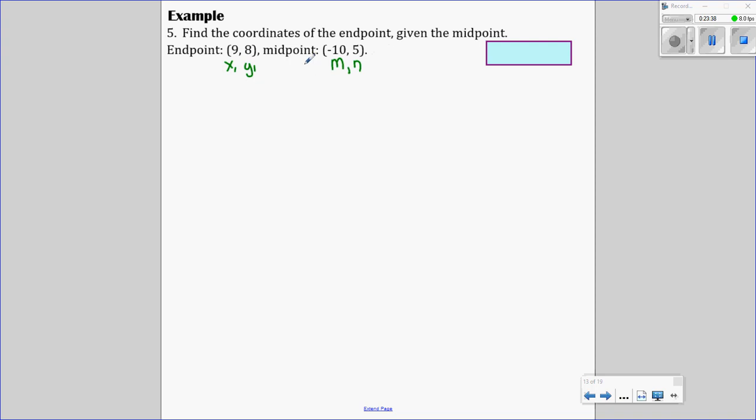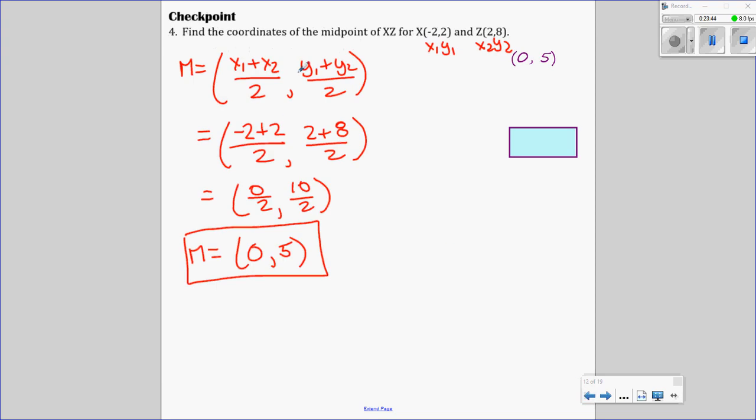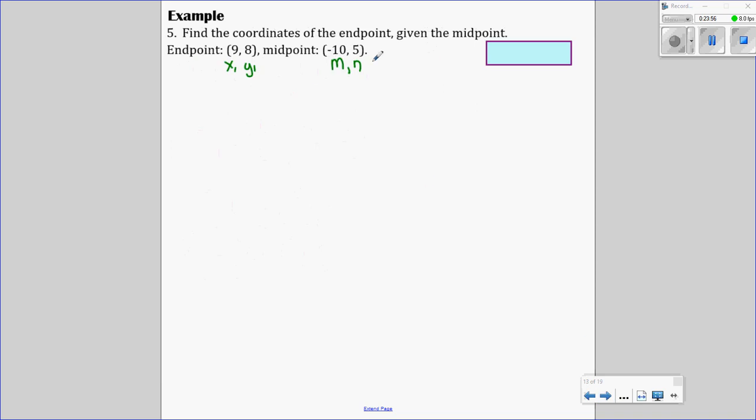So this is not an endpoint. Remember how I said that when you go back to the formula, these two represent the endpoints? These numbers represent the endpoints. This is the midpoint. They're looking for that, so I'm going to put m, n. So if you go back to that formula, we had m equals m, n in the coordinate points. That represents the coordinate points that you have to look for, the midpoint.